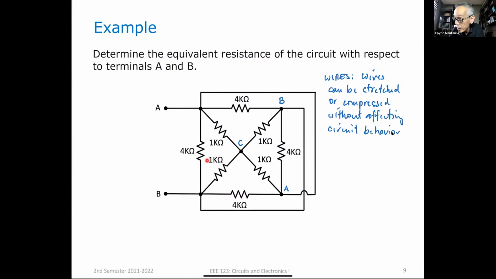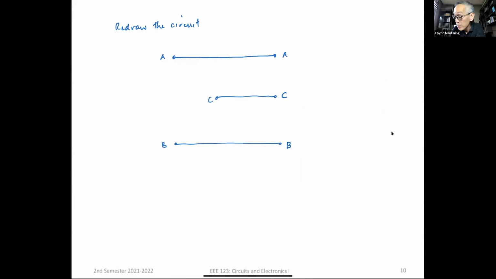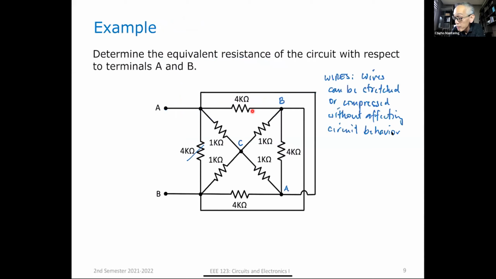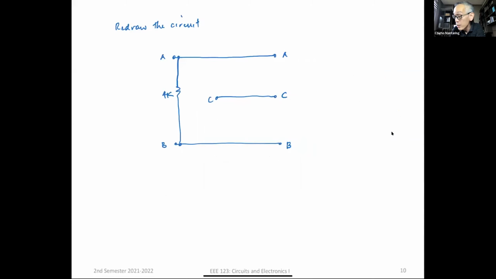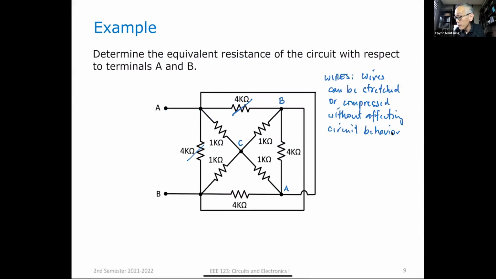Okay, this resistor is connected between A and B. That's 4K. That's connected between A and B. So let me cross that out, and I show that as being connected between A and B. Okay, that's 4K. What about this? Where is this connected? Also between A and B. Right? This 4K is also connected between A and B. So I have another 4K here. Okay, so I consider that already.